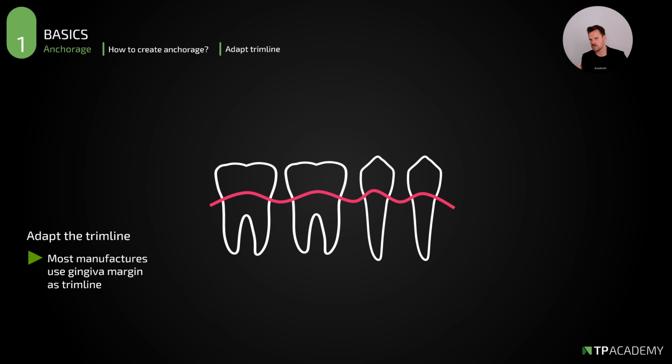But we tested this with another system. So just as an example, with ClearCorrect, we can see that the trim line always goes a little bit over the gingiva. With Spark and Angel Align, we can also adapt the trim line sometimes if that needs to be done. And that's very interesting.